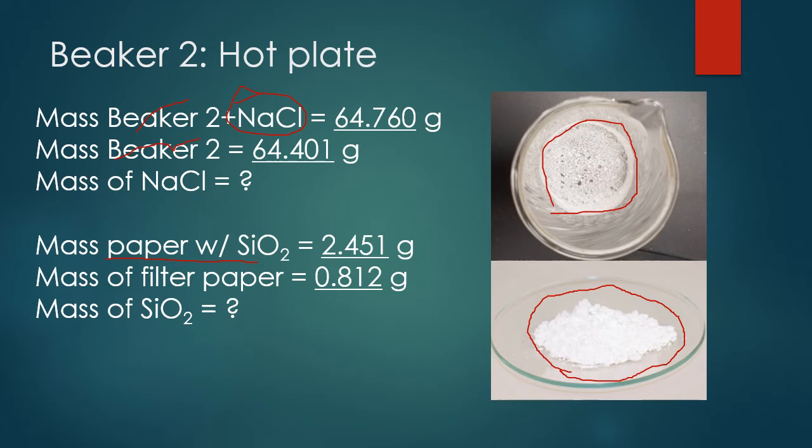In order to figure out the mass of just the silicon dioxide, we need to know the mass of the filter paper. We recorded that mass before we did the gravity filtration, and that mass is 0.812 grams. Using those two numbers, subtracting them, we're subtracting out the mass of the paper and left with just the mass of the silicon dioxide.